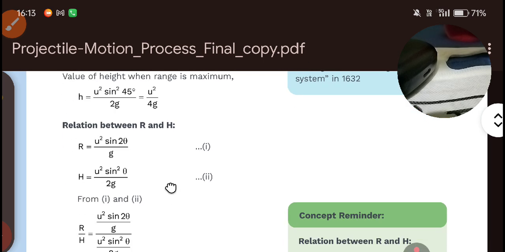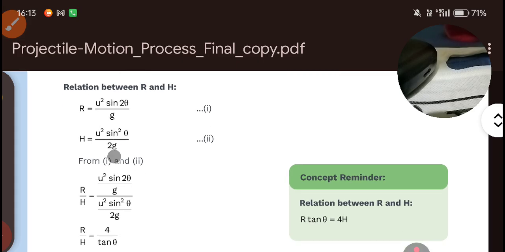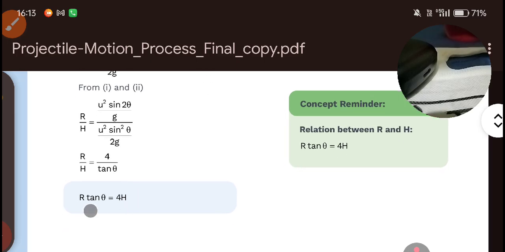Relation between R and H. R is the range for x-axis. H is also a range, but it is for y-axis. Here we can see what the relation is. This is sin 2 theta and this is sin square theta. Here is g, here is 2g. From these two equations, we will get R tan theta is equal to 4H, where R is the range, H is the height, from ground to highest point. This is the relation between range and height.